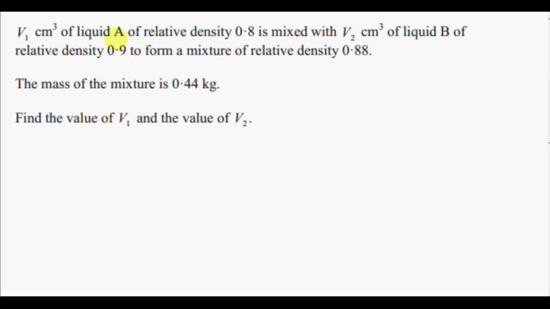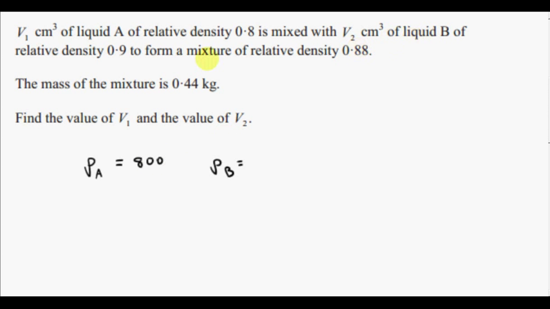V1 centimeters cubed of liquid A of relative density 0.8 is mixed with V2 centimeters cubed of liquid B of relative density 0.9 to form a mixture of relative density 0.88. The mass of the mixture is 0.44 kilograms. We want to get the values of V1 and V2. Let's get the density of liquid A. Its relative density is 0.8. So its density is 0.8 times 1,000, which is 800 kilograms per cubic meter.